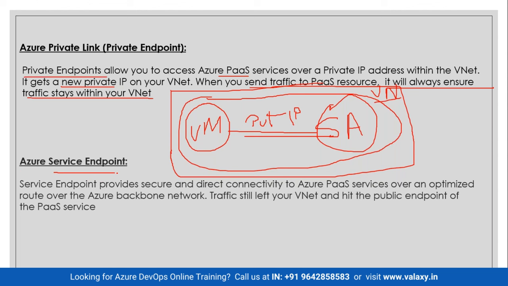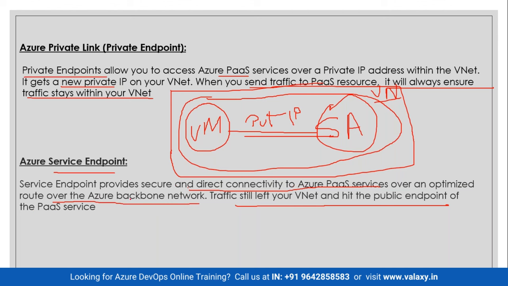On the other hand, we've got service endpoints. There are two types of endpoint: either you call it private link, private endpoint, or service endpoint. Service endpoint provides secure and direct connectivity to Azure PaaS services over an optimized route. Catch the wordings, guys: over an optimized route, that's the Azure backbone network. Traffic still leaves your VNet and hits the public endpoint of the PaaS service.